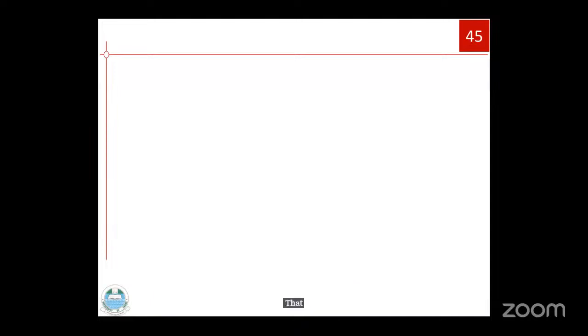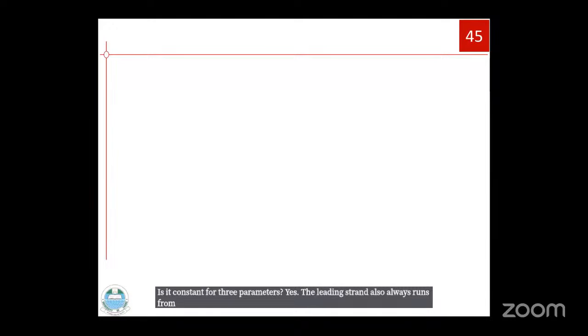The leading strand, is it 5' to 3'? No, the leading strand is the original strand or the parental strand that runs from 3' to 5'. That is the lagging strand. Let me see your question again. The leading strand, is it constant for 3 prime? Yes, definitely. The leading strand always runs from 3 prime to 5 prime. Then the lagging strand always runs from 5 prime to 3 prime.